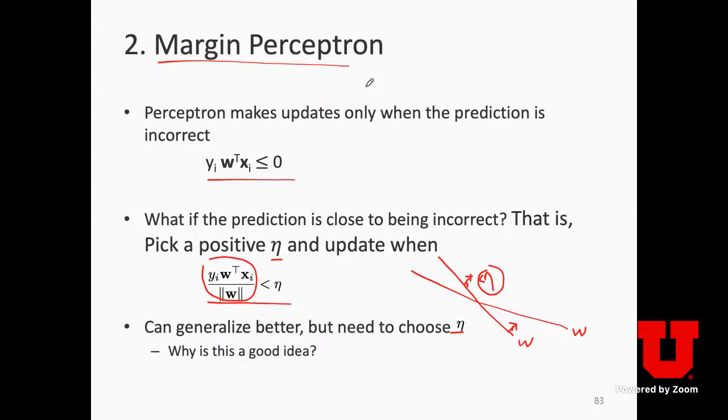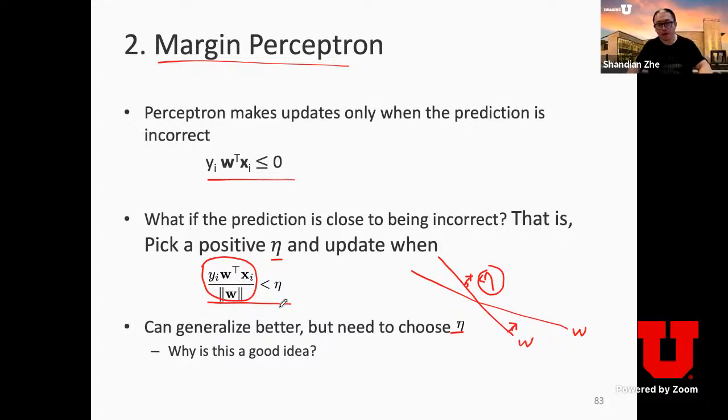Yeah, so it's like saying we're going to update now if it incorrectly predicts, or if it correctly predicts but that correct prediction is too close to the hyperplane. Then we're just going to update so that we can make sure that all correct predictions are going to be at least some distance eta from the hyperplane, and that's what will guarantee this margin. Yes, okay, exactly. Cool. That's the key idea of margin perceptron.